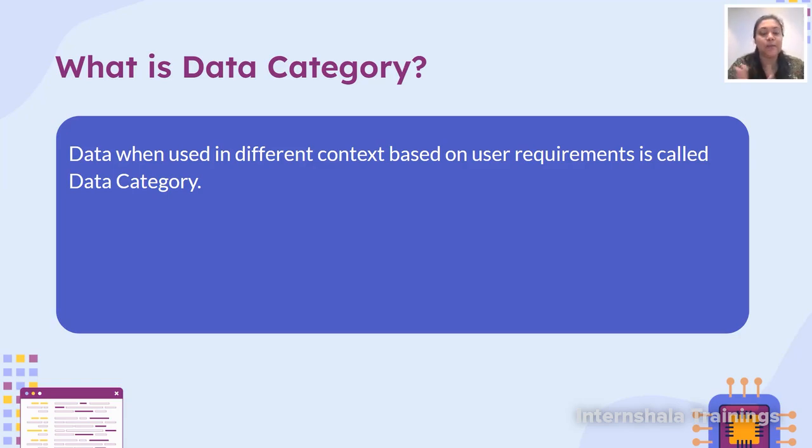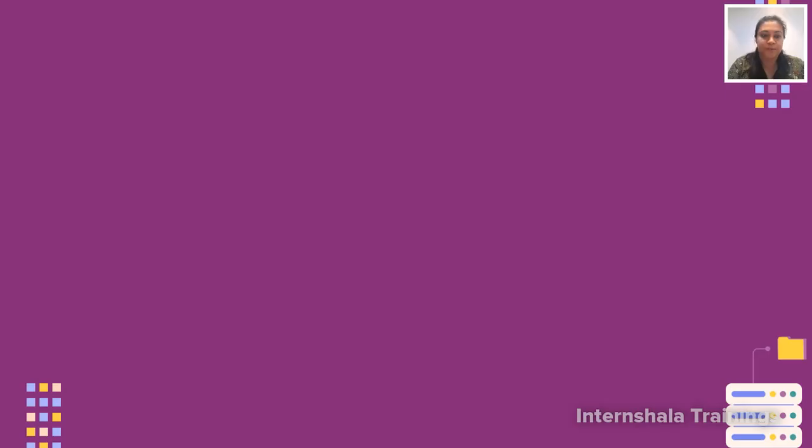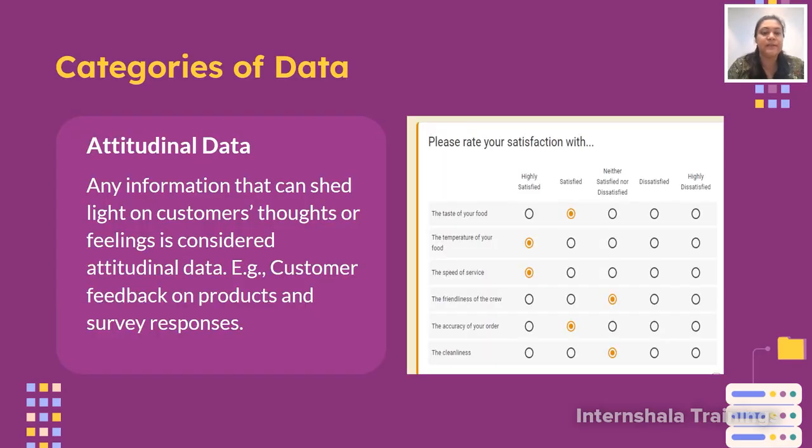Okay. So let's see what are the different types of data category that we take into account. The categories of data are, the first is the attitudinal data. When you talk about attitudinal data, we generally sense it as attitude. That is, what is the attitude or perception of that particular customer, right, regarding the data. So any information that can shed light on customers' thoughts or feelings is considered as attitudinal data, like customer feedback on products and survey responses. So attitude means what? The perception of the particular customer on buying that particular product.